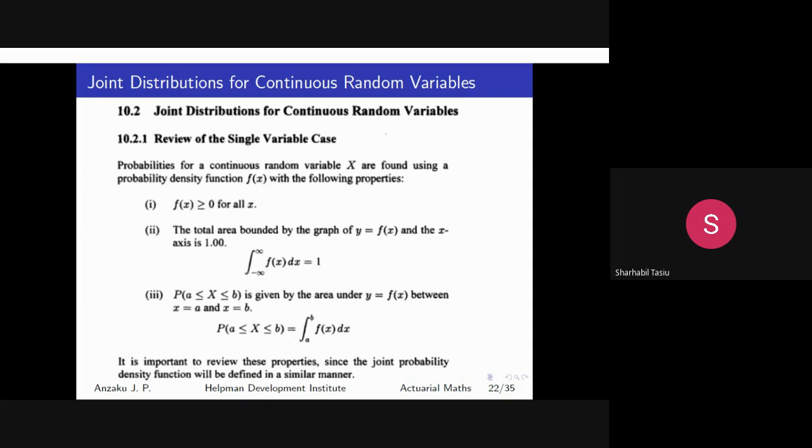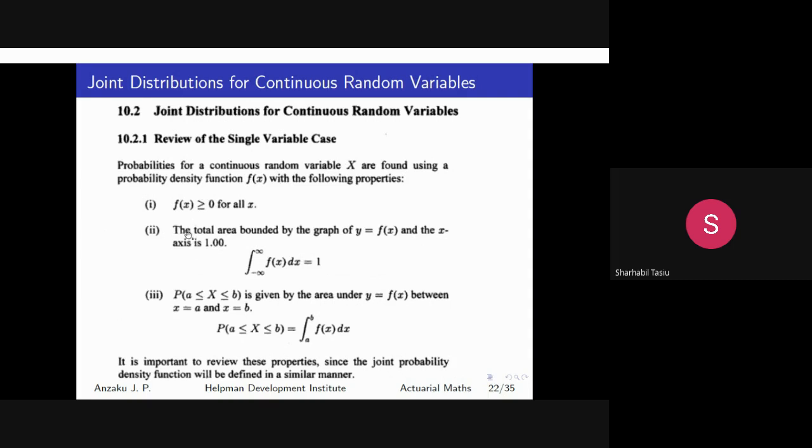Now, before we do that, let's take a brief recap of the continuous distribution for the single random variable case. Remember, when we're talking about the probabilities for a continuous random variable x, that's one single random variable, they are found using a probability density function, PDF, f of x, with the following properties. It is non-negative, that is, f of x is greater than or equal to 0 for all values of x. So the probability can never be negative.